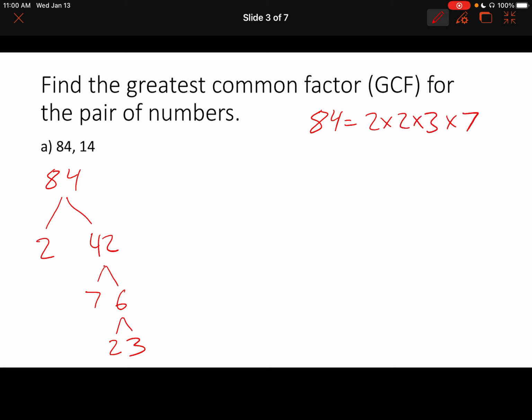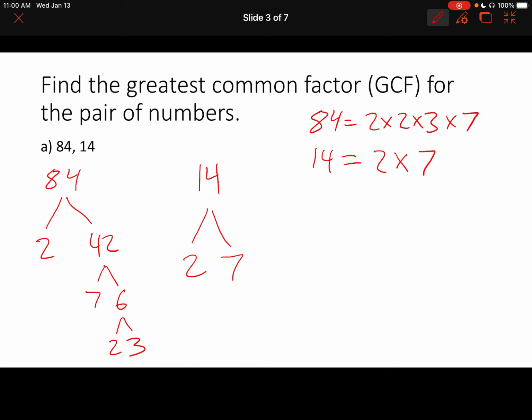Now, it's useful to write in order from least to greatest when you're writing out the prime factorization. It's going to help you when it comes to finding the greatest common factor. Next up is the number 14. What multiplies to 14? 2 and 7. Both prime numbers, so the prime factorization for 14 is going to be 2 times 7.